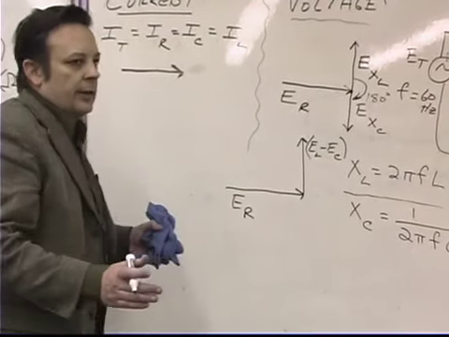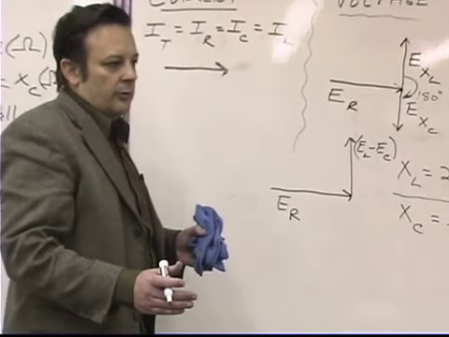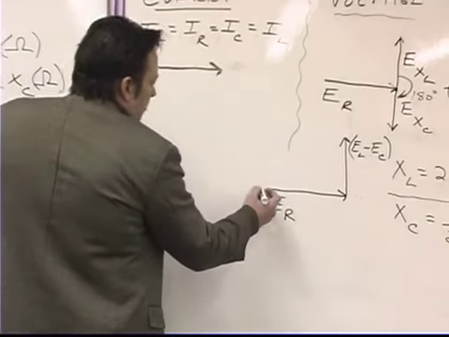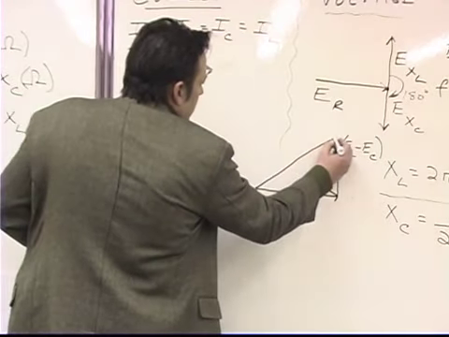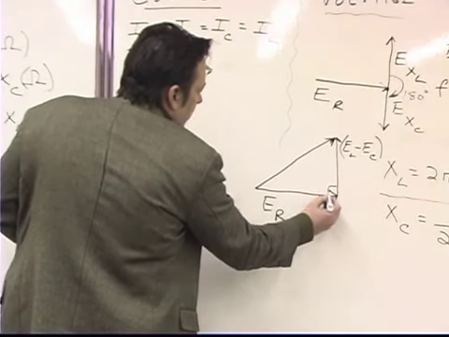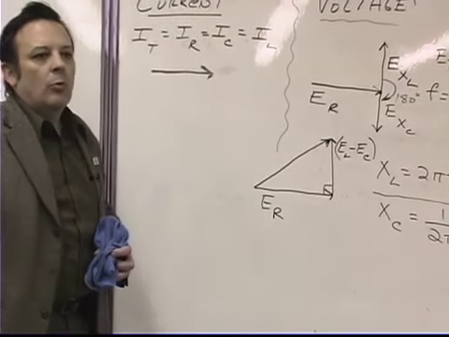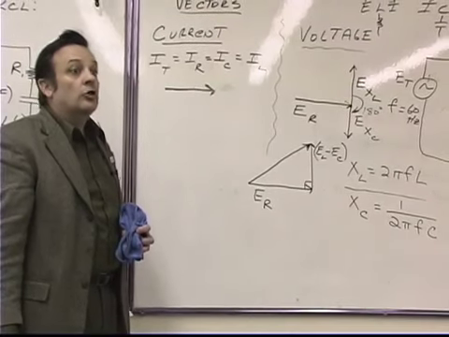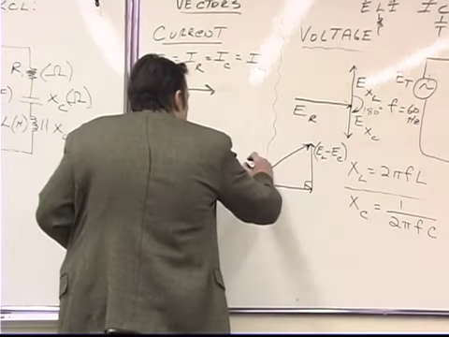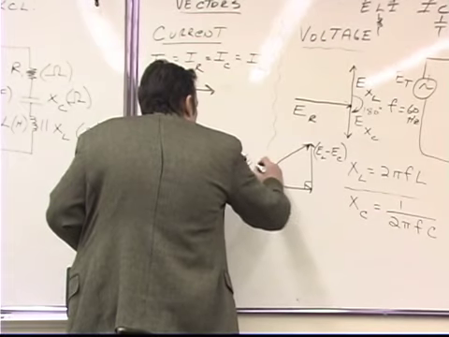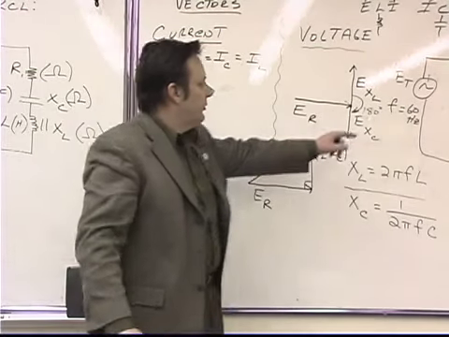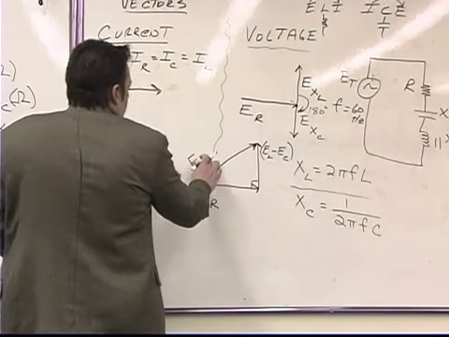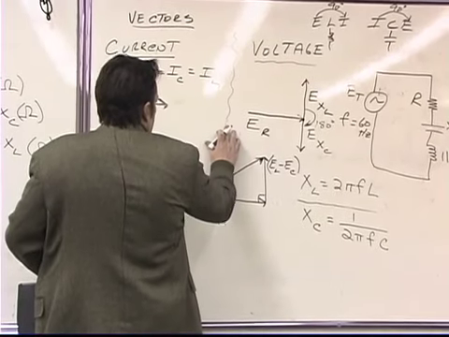Okay, so there's only one thing left to complete our vector voltage diagram. Anybody see what that is? That's going to be the hypotenuse of our right triangle. So the hypotenuse of our right triangle is going to represent what? The total voltage, exactly. This is going to represent the total voltage, or in our case, the source voltage.